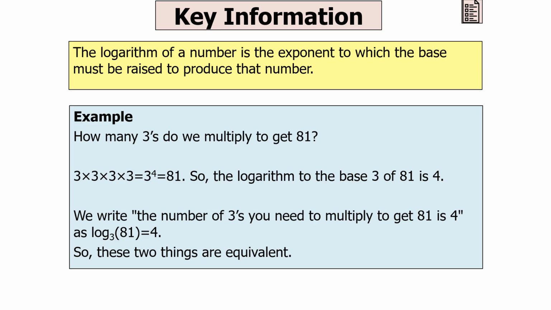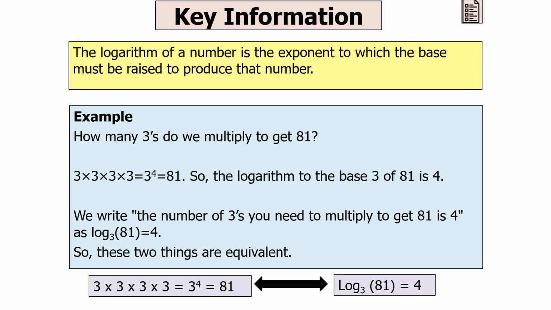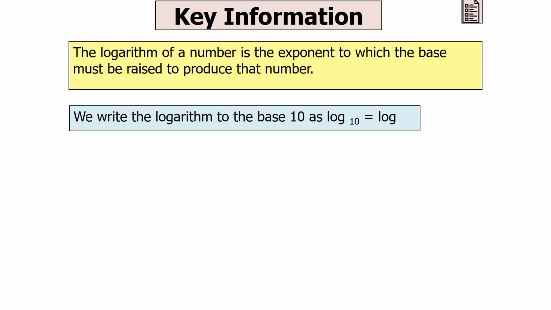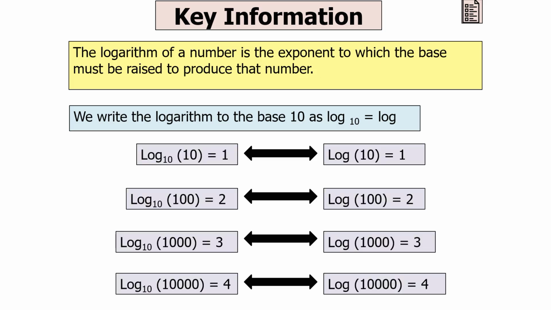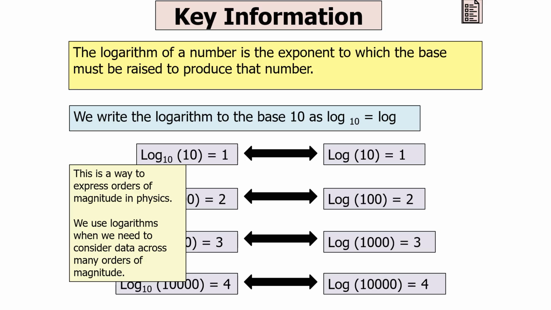So these two things are equivalent, as we can see in this particular graphic here. Now we write the logarithm to the base 10 as log10 or just log. So log10 of 10 is 1. Log10 of 100 is 2, so log 100 is 2. Log10 of 1000 is 3, or log 1000 is 3. Log10 of 10,000 is 4, or log 10,000 equals 4. It's a good way of expressing orders of magnitude in physics. So we use logarithms when we consider data across many orders of magnitude.